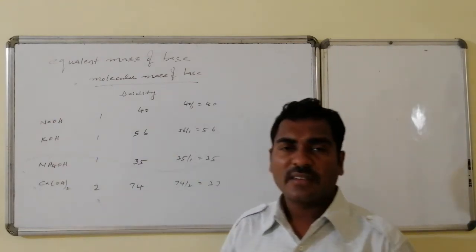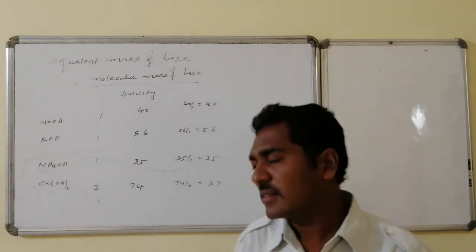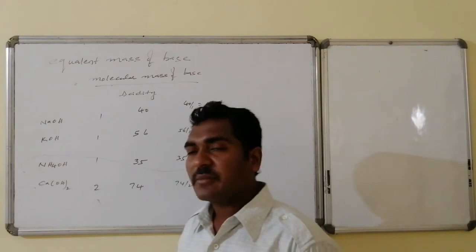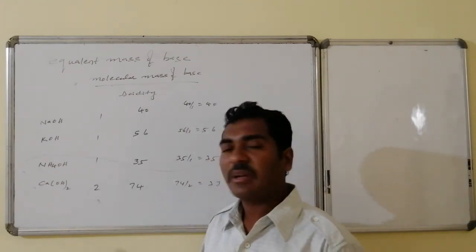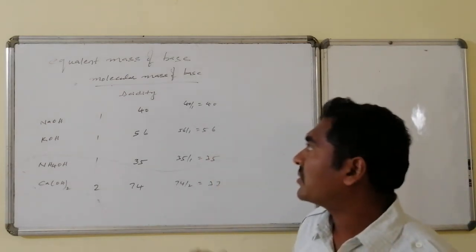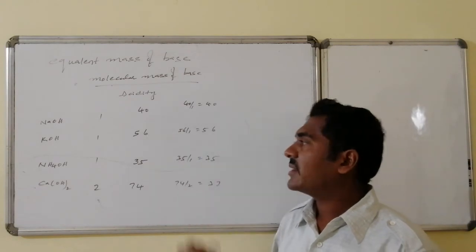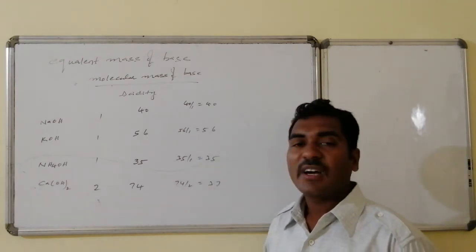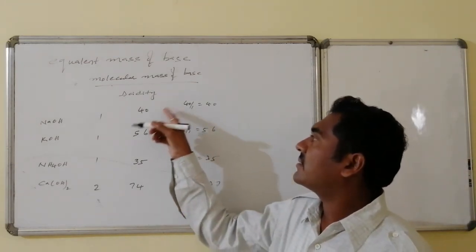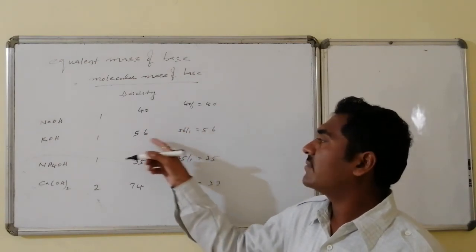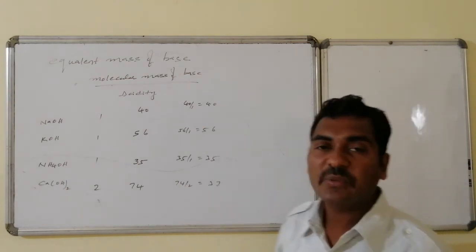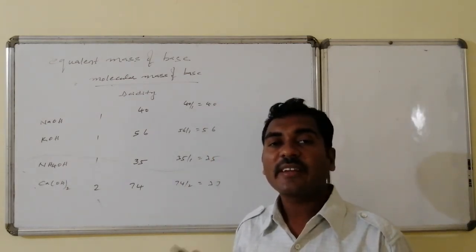Some of the important bases regularly used in the laboratory: sodium hydroxide NaOH can donate only one OH. Potassium hydroxide KOH donates only one OH. Ammonium hydroxide can donate one OH. Calcium hydroxide can donate two OHs. So the corresponding molecular weights are: sodium hydroxide 40, potassium hydroxide 56, ammonium hydroxide 35 and calcium hydroxide 74. The corresponding division by acidity gives 40 by 1, 56 by 1, 35 by 1 and 74 by 2, which becomes equal to what? 37 is the corresponding equivalent weight.